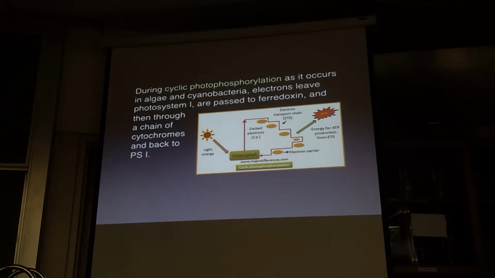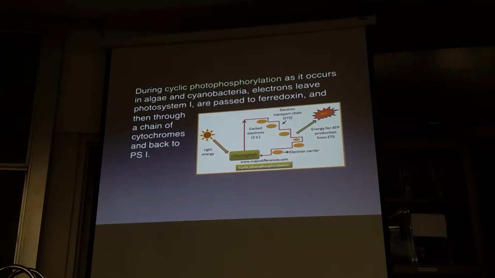What this tells us is that algae and cyanobacteria are not always going to be oxygenic. They're only going to be oxygenic if they're running a non-cyclic pathway. If they're running a cyclic pathway and the electrons come back to the pigment, then they're not going to be pulling electrons from water. So this is showing you a cyclic pathway.